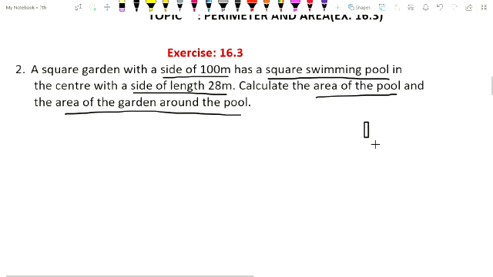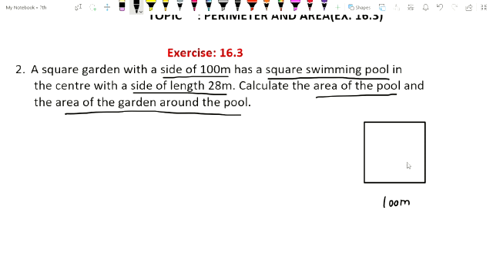Here the garden is in the shape of a square. The side of the garden is 100 meter. In a square all the sides are equal. And inside, in the center, we have the swimming pool. So it is also square shape. This side is 28 meter. Here also all the sides are equal. So we need to find out the area of the pool, as well as the area of the garden around the pool.